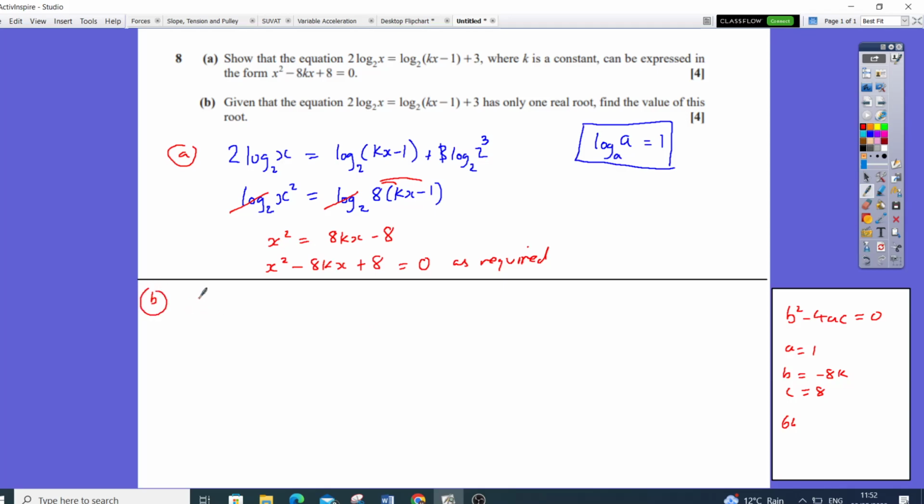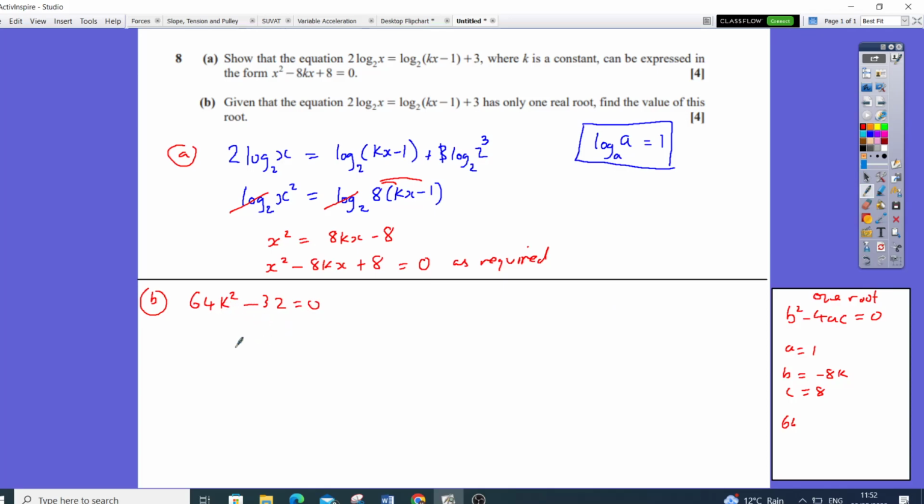I'm going to get 64k squared, and then minus 4ac. 4 times a times c is going to be 4 times 8, which is 32, and that will equal 0 since there is only one root. So state that in the exam for one root, which is a double root.